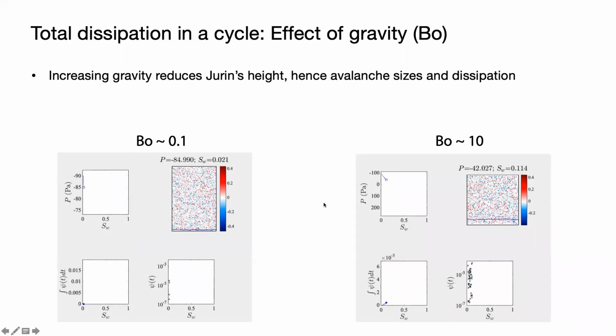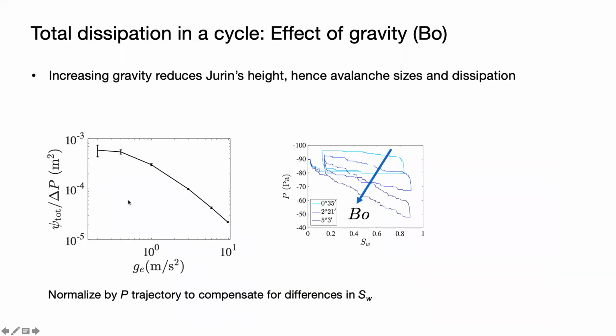Okay, and looking at the total dissipation in the cycle, again, low gravity, nearly horizontal. And as you increase the gravity, as you tilt the cell, decreasing the Dorn height, the amount of the jump that is allowed, you get smaller and smaller total dissipation, as you would expect.